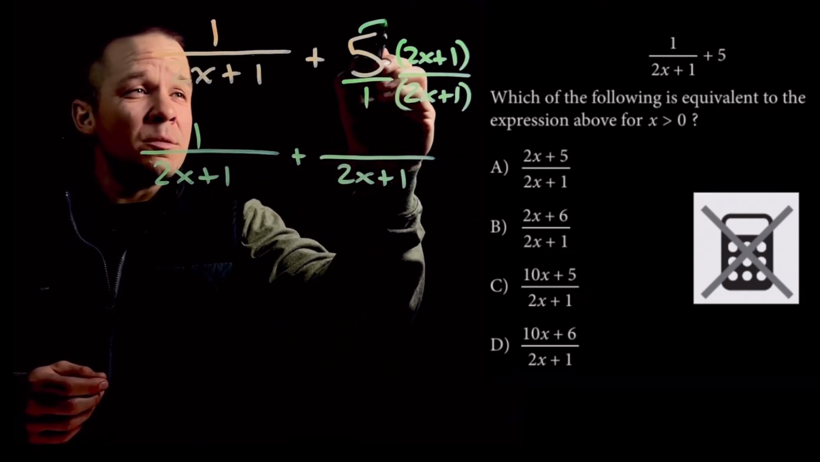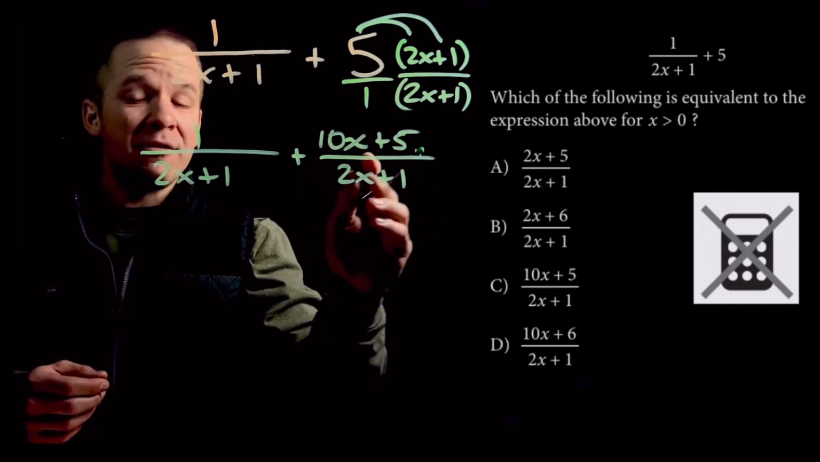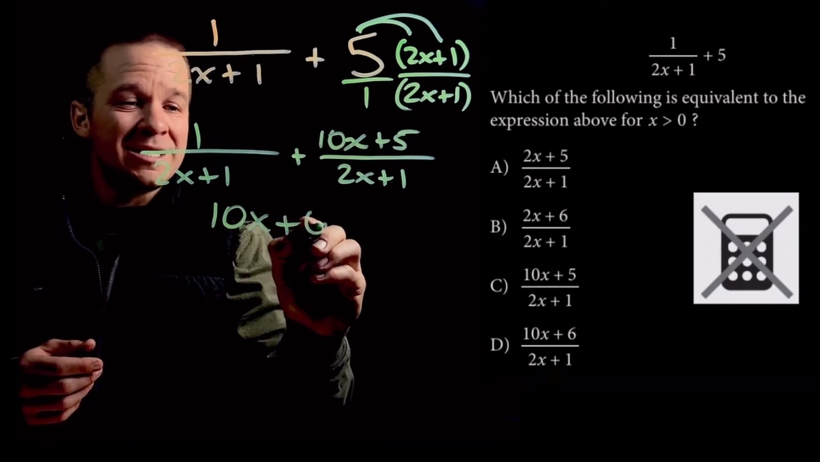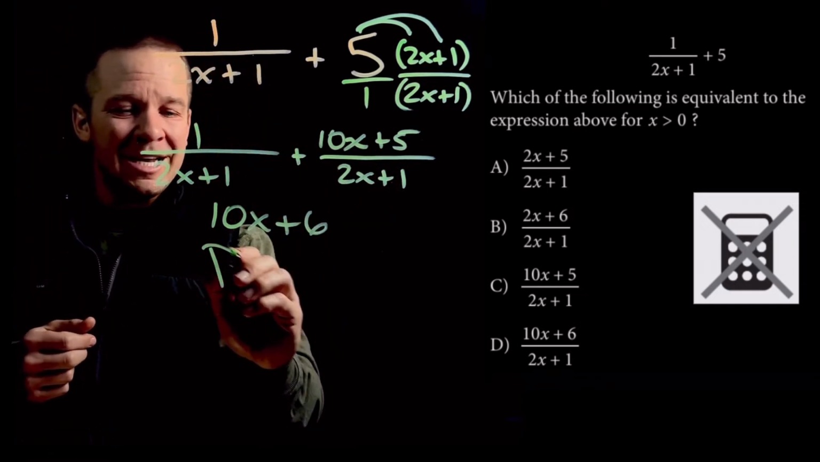So what I need to do is distribute this 5 into both of these, giving me 10x plus 5. Now I can combine my like terms. I'm going to get 10x plus 6, and I don't even need to write that denominator down. I'm going to look for that up there. It's choice D.